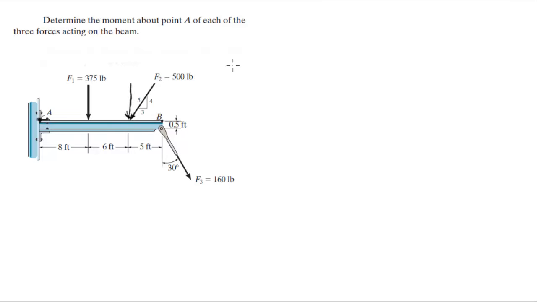This is the y component of F2, and it has a magnitude of 500 times 4 over 5, which is equal to 400 pounds. This is the x component. However, since the x component is aiming right at the point, it has no moment.